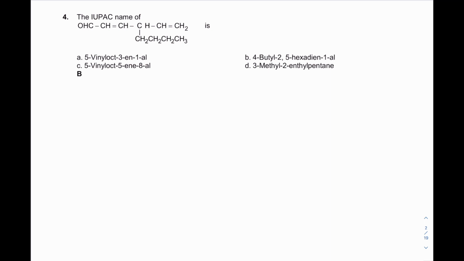Next is the IUPAC name of this compound. This is the main chain because the main chain must contain maximum multiple bonds. 1, 2, 3, 4. It is 4-butyl 2,5-hexadienol. It is B.